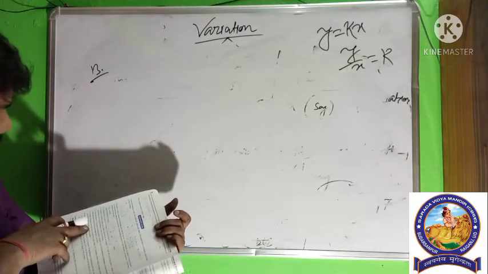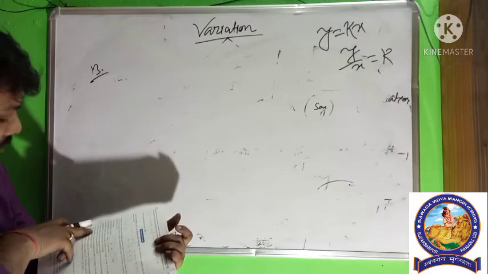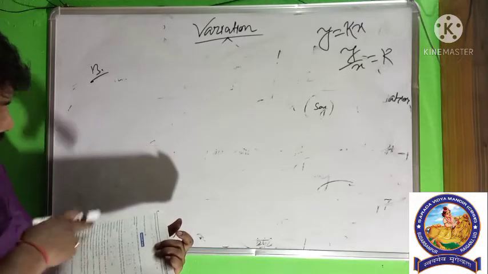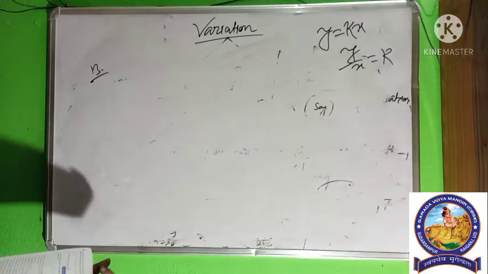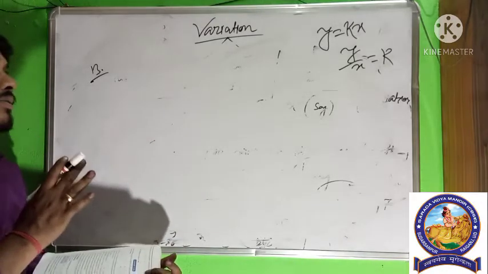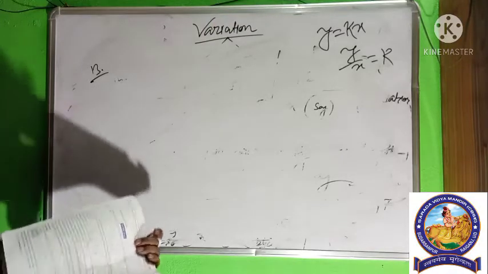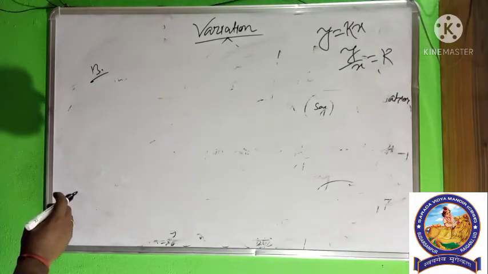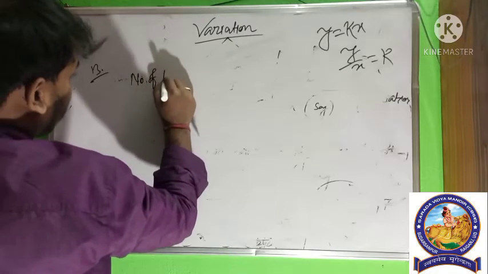8 bottles of soft drink are served for every 5 children. So for 5 children, 8 bottles. For 40 children, 8 into 8, that means 64 bottles. So without solving you can tell the answer. But since it is the variation chapter, we will solve the maths using variation. So here, number of bottles and number of children.